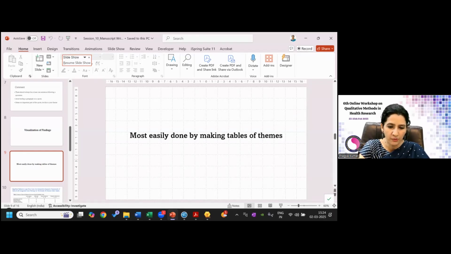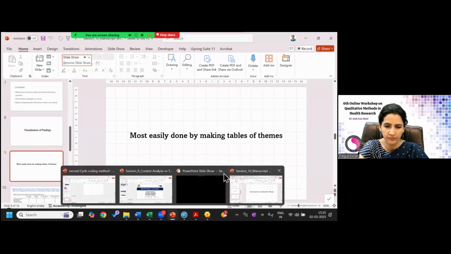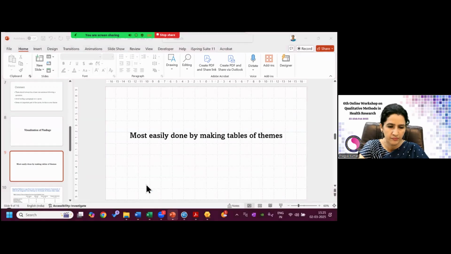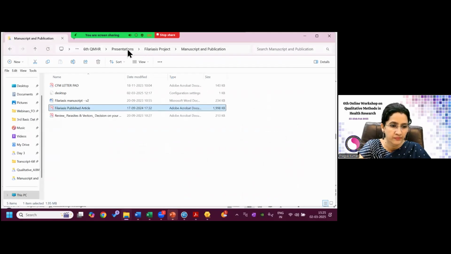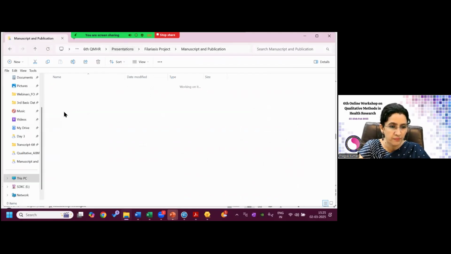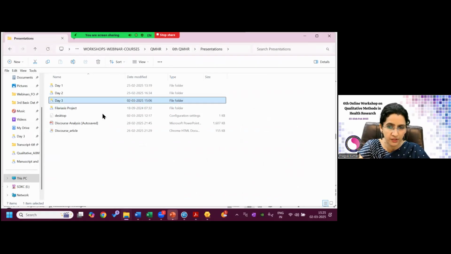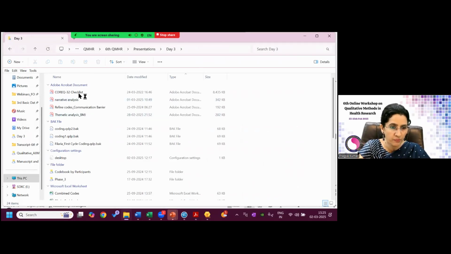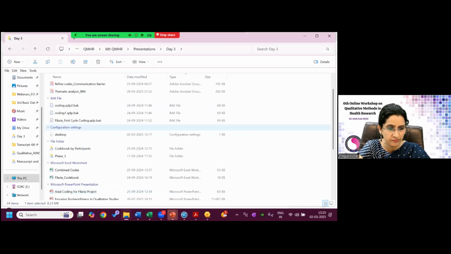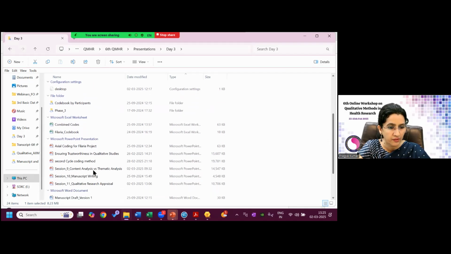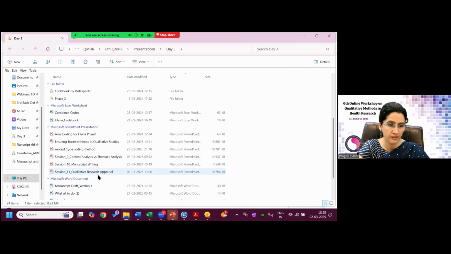Now coming to the next session, on reporting qualitative research, which is the COREQ checklist. I'll open this checklist also, the research appraisal.